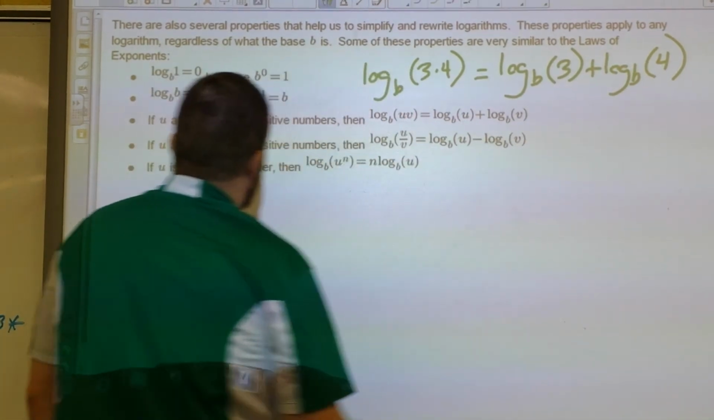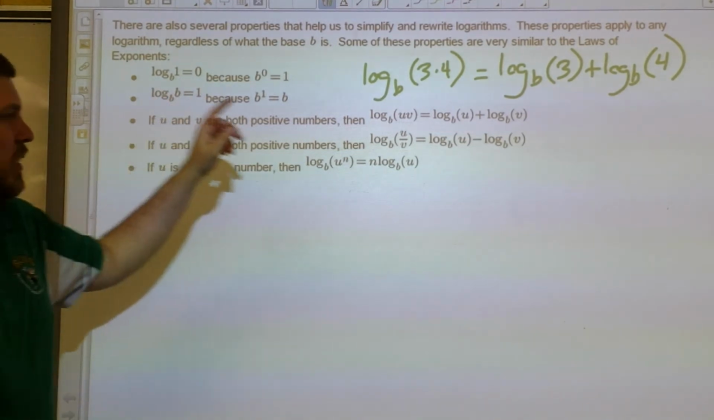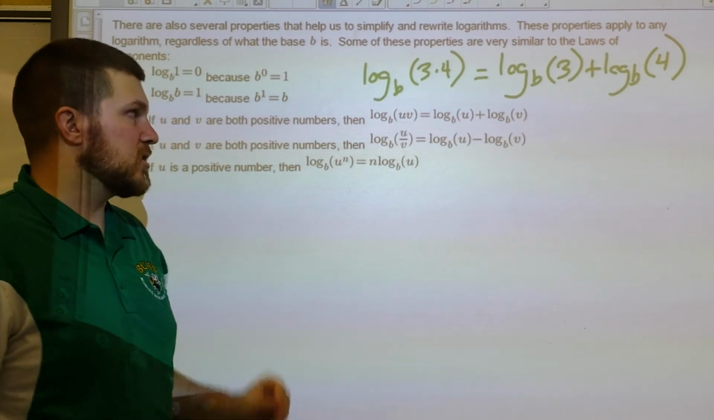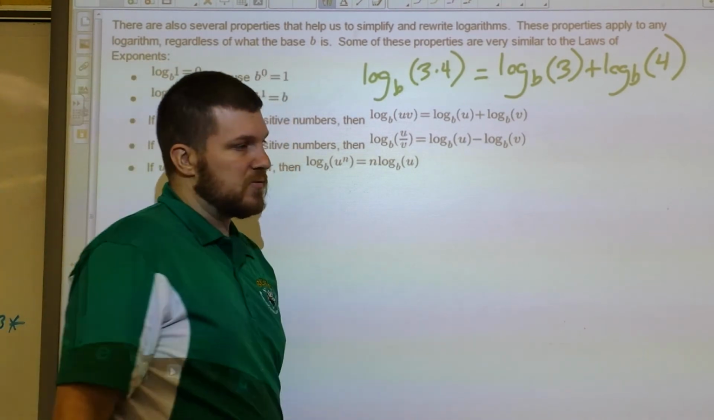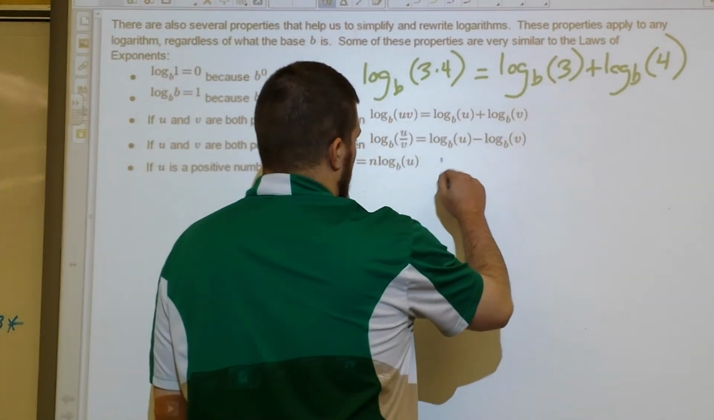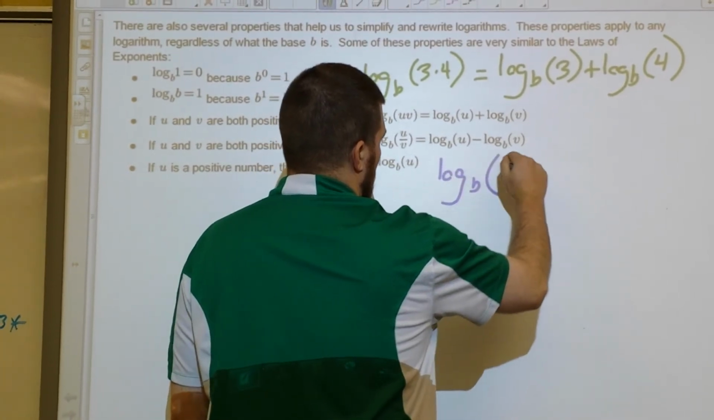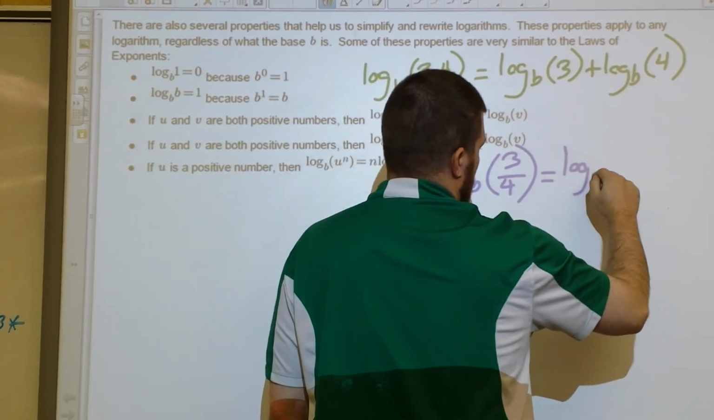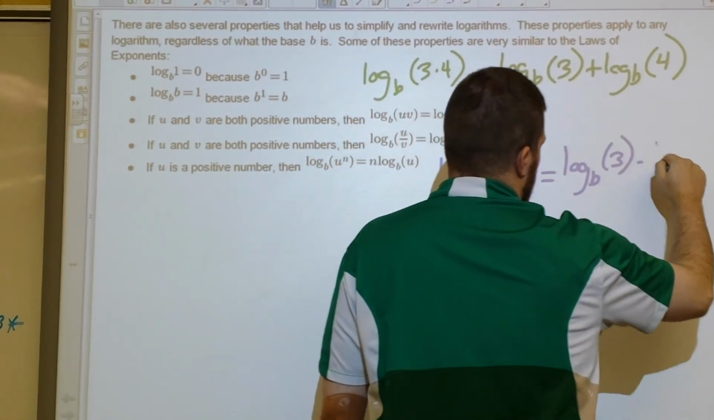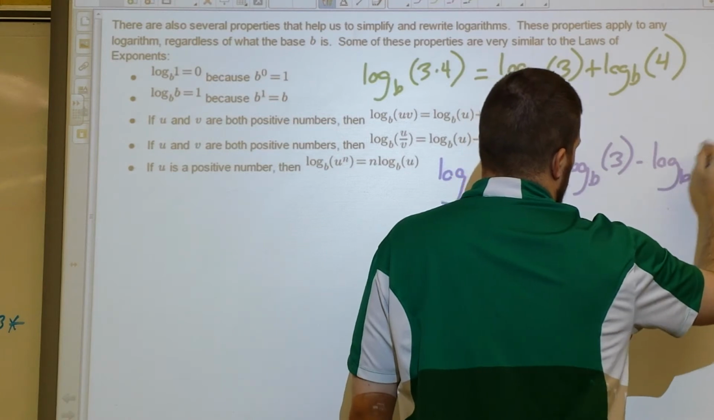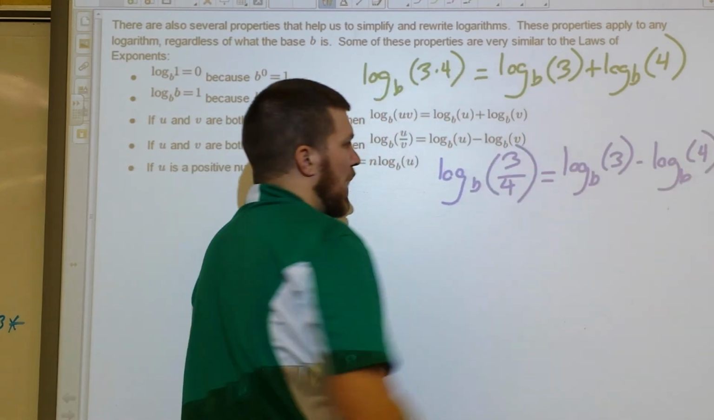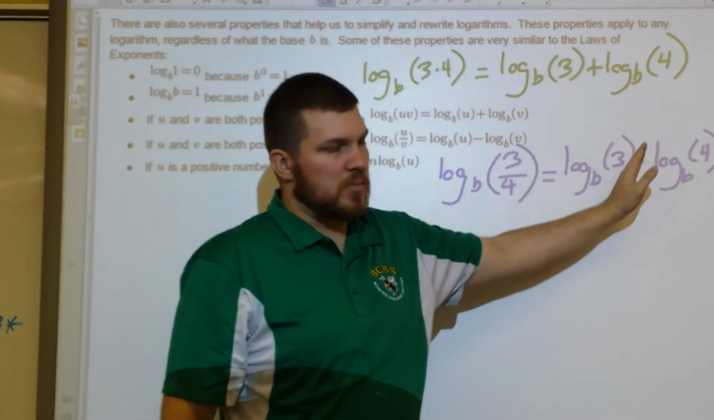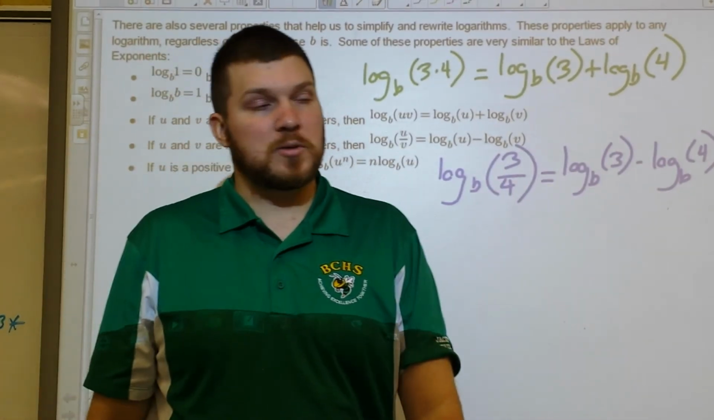Very similar on the next rule. If we're dividing on the inside of a log, we can split it up on the outside using subtraction. Again, I'm just going to make up an example off the top of my head. Let's do that one in blue. Log base b of 3/4 is the same thing as log base b of 3 minus log base b of 4. Notice that the top of my fraction always comes first, but if I'm dividing on the inside, I just split it up on the outside with subtraction.